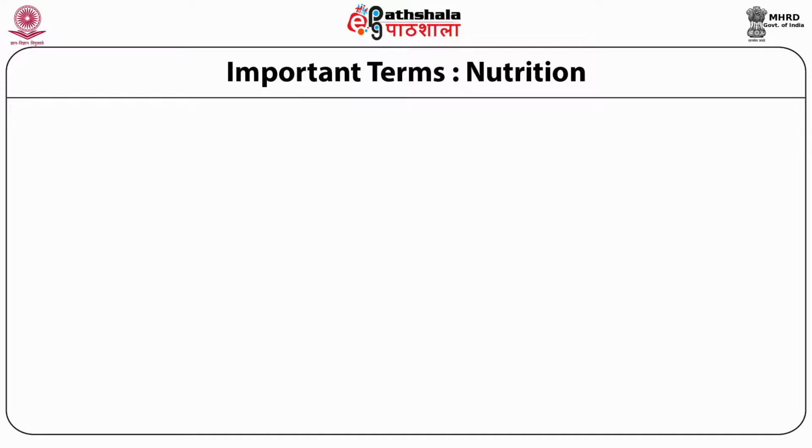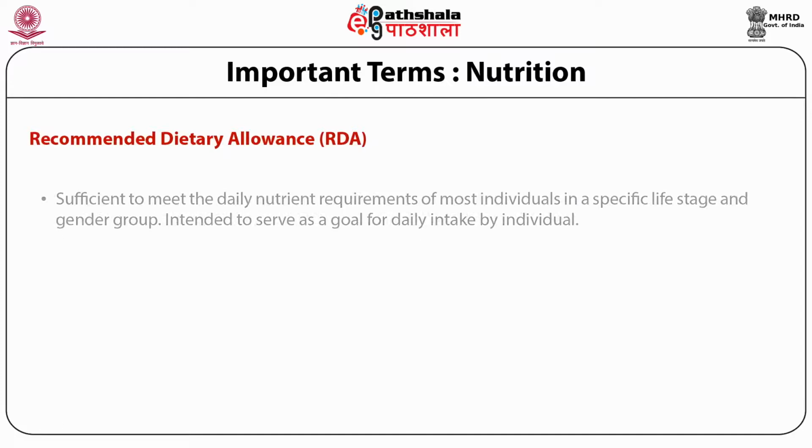These are a few important terms which are being used in the nutrition of the different kinds: the recommended dietary allowances, estimated average requirement and the adequate intake. The recommended dietary allowance, that is RDA, is the amount which is sufficient to meet the daily nutrient requirements of most of the individuals in a specific life stage and gender group. It's intended to serve as a goal for the daily intake by the individual.